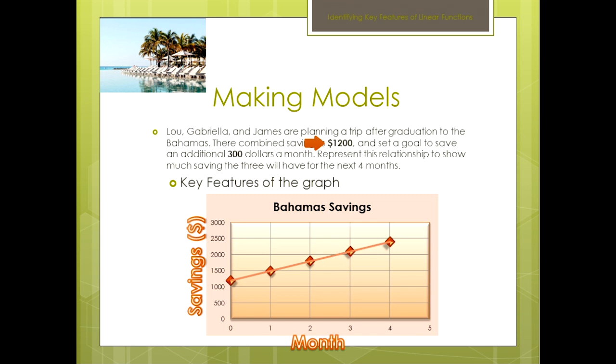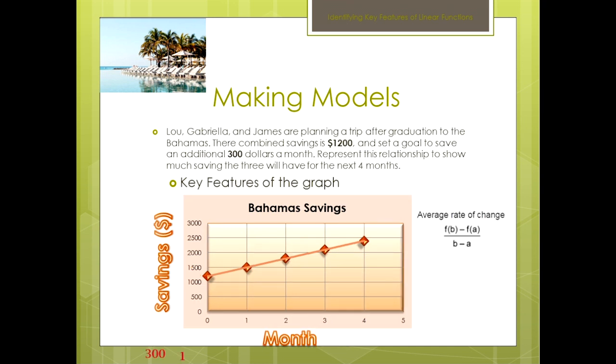Well, yes, it did. If you notice right here, the starting point of this graph is right there in between 1,000 and 1,500. And remember, I can't get exact sometimes on the graph, so I'm estimating that this is probably at about 1,200. So I definitely check my starting amount and my y-intercept. So let's go in and check our average rate of change, or commonly known as slope.